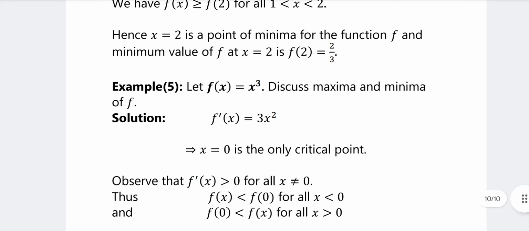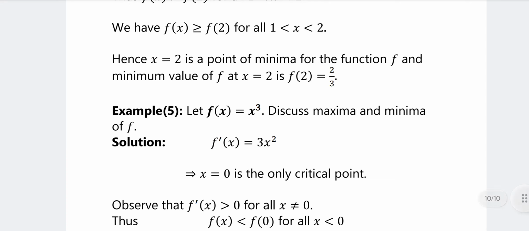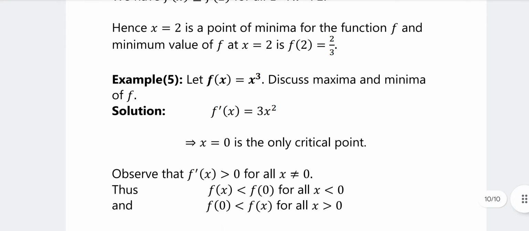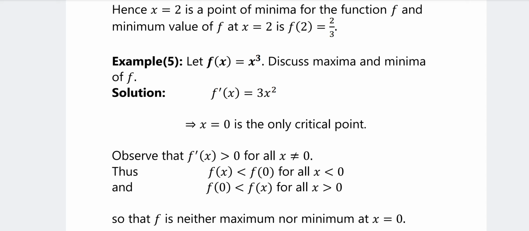Observe that if x is not equal to 0, 3x squared is greater than 0. It means in the open interval minus infinity to 0 the function is increasing. So in the open interval minus infinity to 0, f(x) is less than f(0) for all x less than 0, and in the open interval 0 to infinity, f(0) is less than f(x) for all x greater than 0.